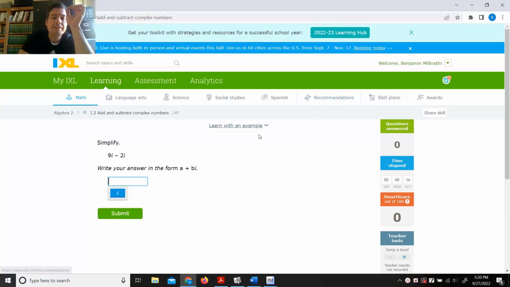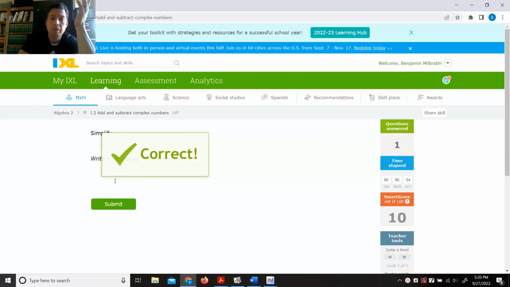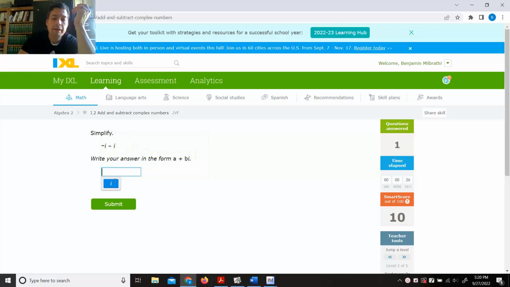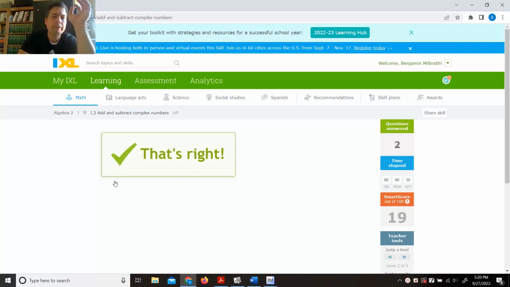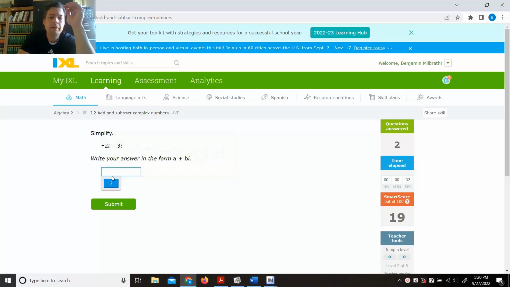This is probably the easiest IXL lesson you'll ever do. This is adding and subtracting like terms. 9i minus 2i has no choice but to be 7i. Done. Negative i minus i, that's like negative 1 minus 1. Negative 2i.